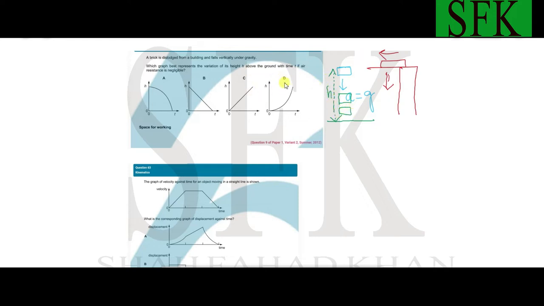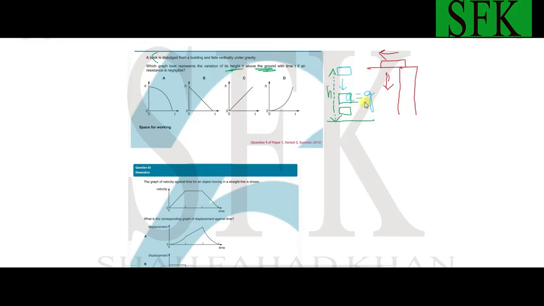So C and D cannot be the answers because over here the values of h are increasing, and h represents the variation of the height above the ground. Now let's look at A and B. Either A or B can be the answer.